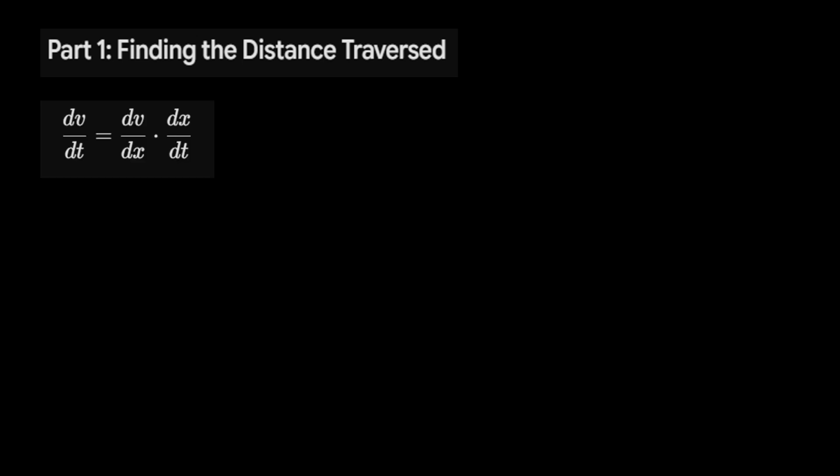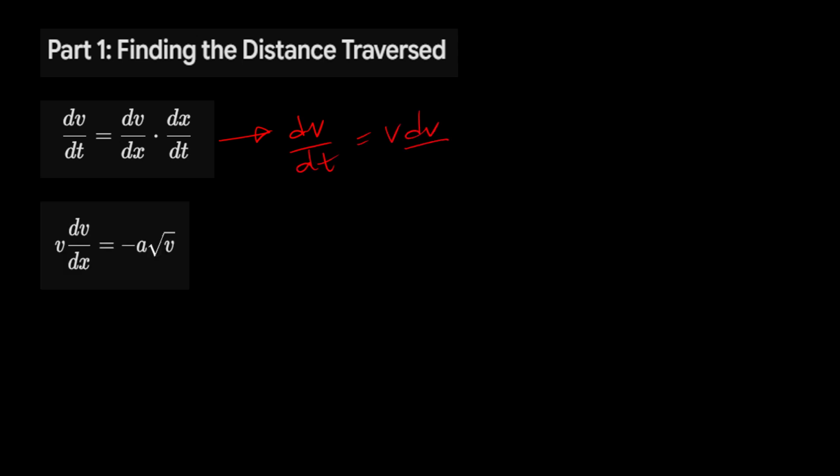Now, let's move to part 1, finding the distance traversed. To start, we use the chain rule for acceleration. We can write dv by dt as the product of dv by dx and dx by dt. Since we know acceleration w is negative a root v, and dx by dt is simply velocity v, we substitute these into our equation to get v times dv by dx equals negative a root v.